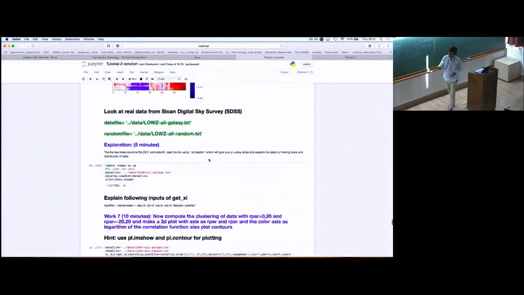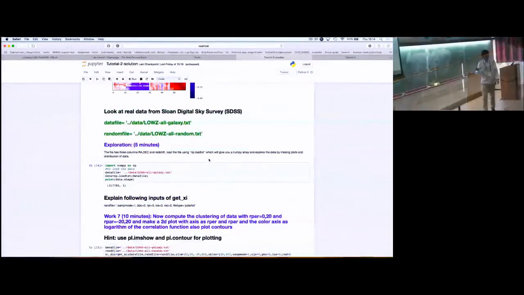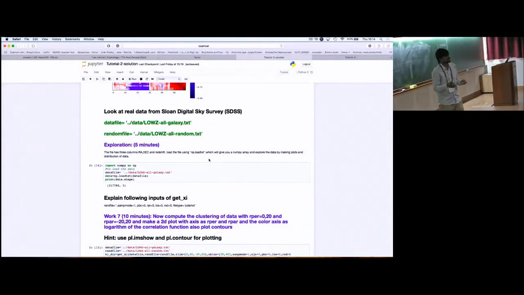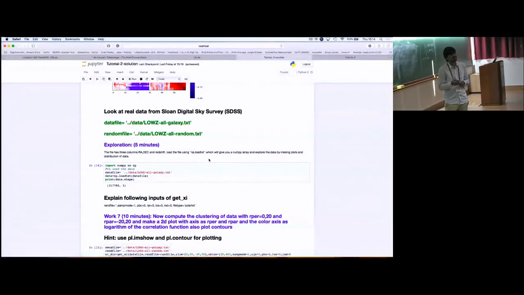So this is the file. This is a random catalog. This again has RA, Dec and redshift, which is 3 columns. But now this random catalog contains the survey mask. So if you make a plot of this random catalog in RA, Dec, you'll get exactly the same features. Also, if you plot the redshift distribution of these, you'll see exactly the same distribution. That's by construction. So, yes.